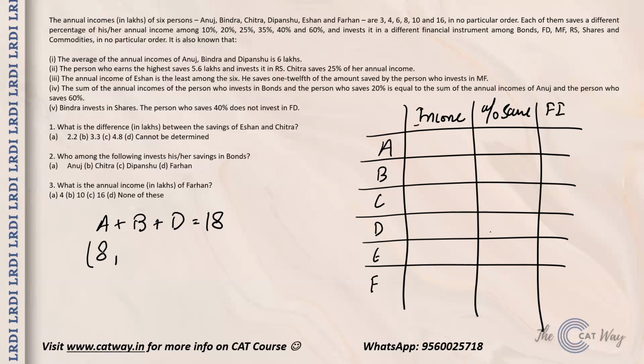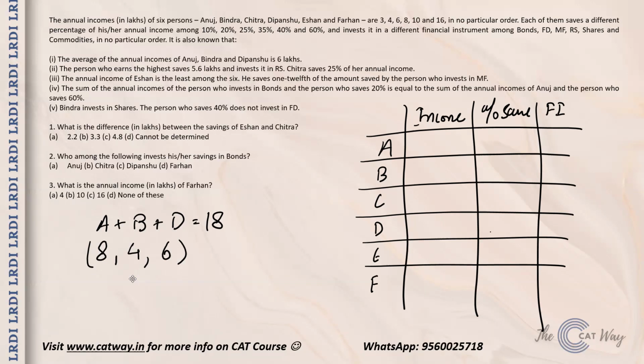So one possible case is that one person has 8, then you need a 10, and a 10 is possible only via 4 and 6. So B, D and A are in no particular order. They can have anything between them. So that has been given to you.